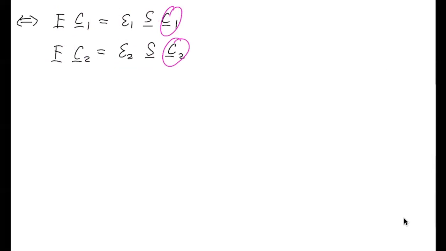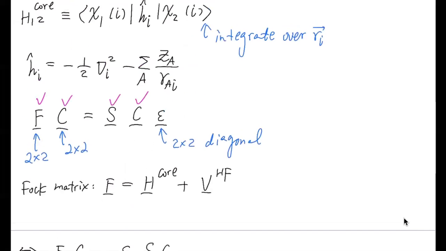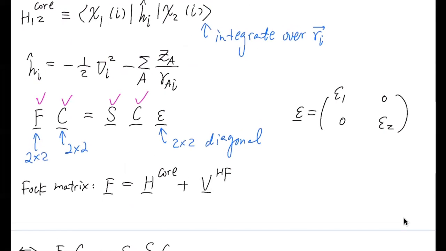Well, because epsilon is 2 by 2, right? And it's diagonal. So on the diagonal element, you have epsilon 1, which is the molecular orbital energy for the first molecular orbital. And another diagonal element is epsilon 2, right? Which is, again, let's look at it here. This epsilon is epsilon 1, epsilon 2, 0, 0, right? This is the diagonal element. This is the diagonal matrix.